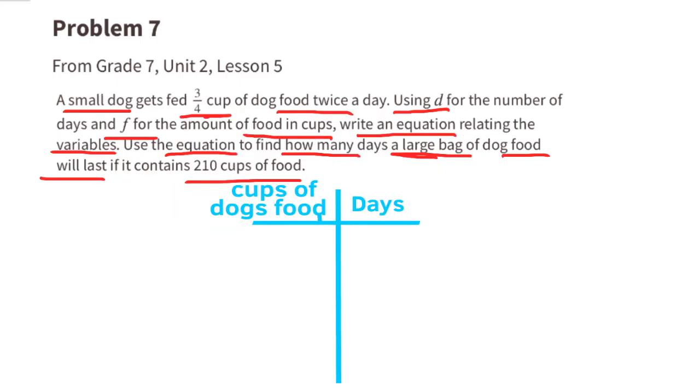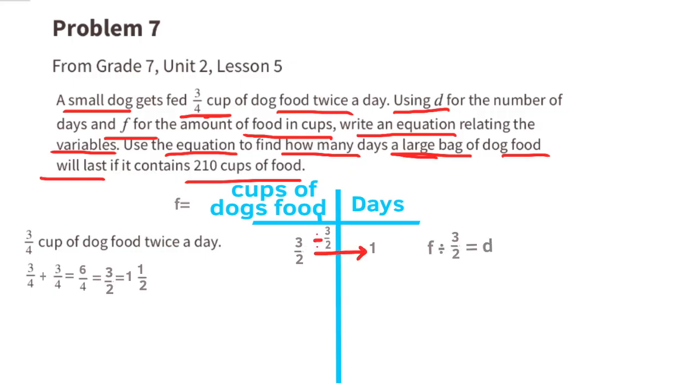I could start by making a table. On the left-hand side, I have cups of dog food. On the right-hand side, I have number of days. The dog gets fed 3/4 of a cup of dog food twice a day. So that would be 3/4 plus 3/4 equals 6/4, which is equivalent to 3/2 or 1½ cups. That means that the dog eats 1½ cups of dog food each day. I'll use the fraction 3/2 so I can avoid using mixed numbers.